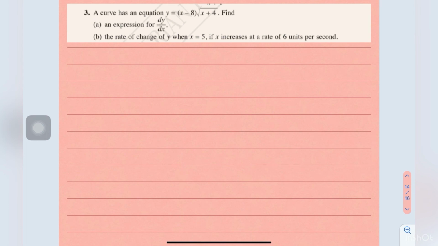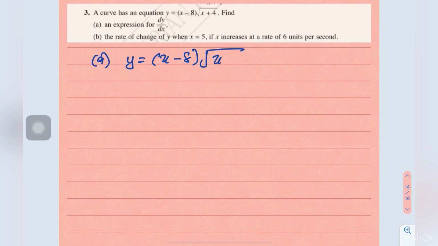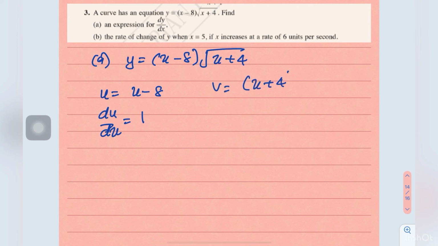Here the last one, question number 3. A curve has an equation y equals (x minus 8) times square root of (x plus 4). Find an expression for dy/dx. Okay, meaning that you have to find the first derivative. Okay, y is (x minus 8) square root of (x plus 4). Okay, so then we use the product rule. So u is x minus 8, du/dx is 1. So v is (x plus 4) to the power of half because square root is power of half.